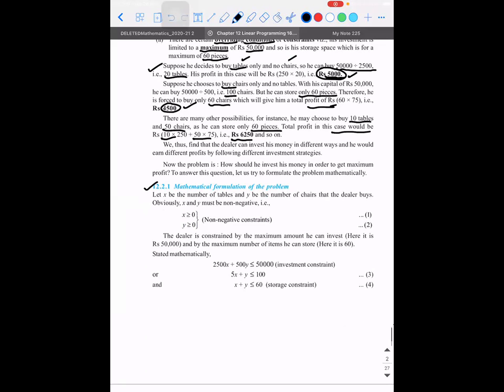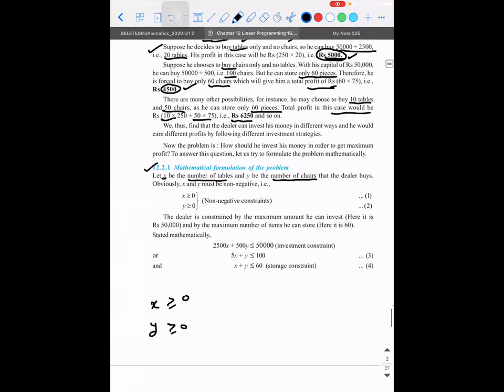You will be mainly concentrating on two variables. What are they? One is x, which is related to the number of tables, and y will be related to the number of chairs. So one thing is clear, that the number of tables and number of chairs he is going to buy should be greater than 0 or at the max equal to 0. When I say equal to 0, he need not buy at all, right? That is also one such condition.